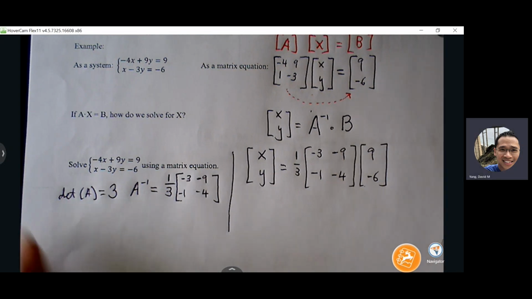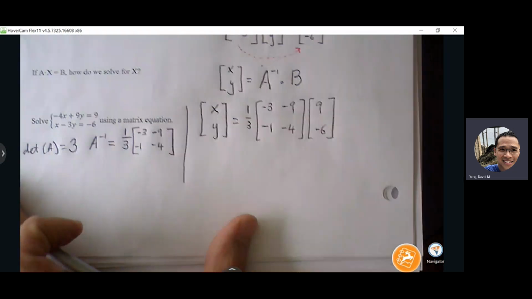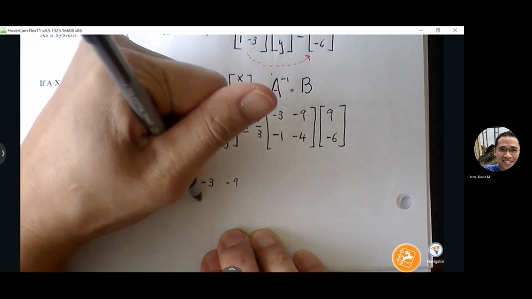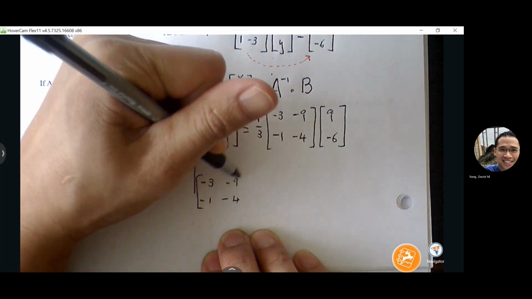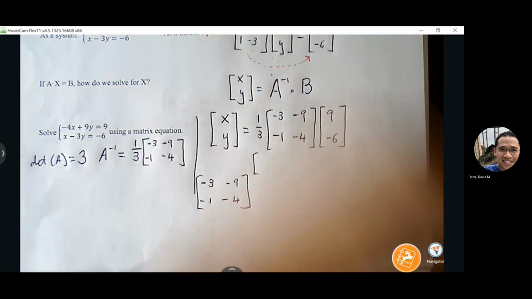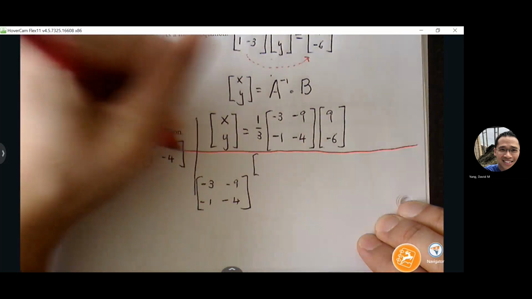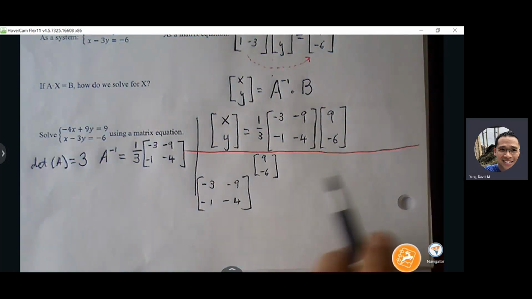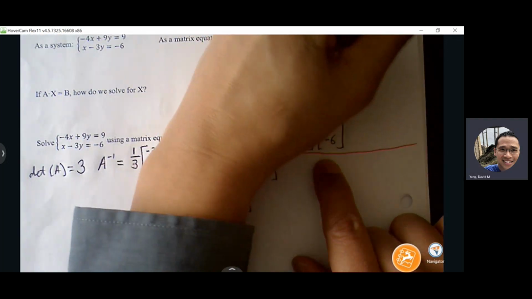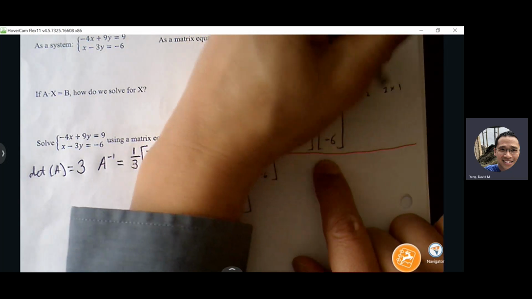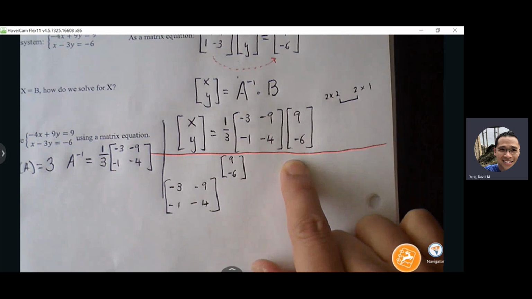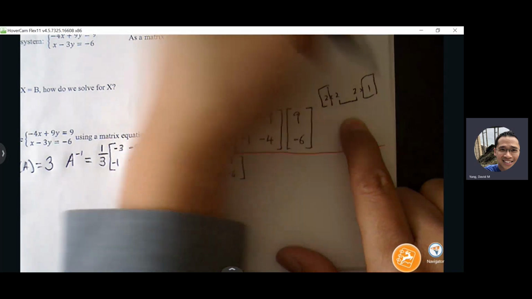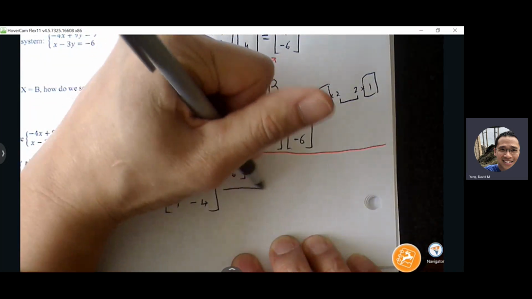All right, so let's just focus on multiplying the two matrices together. So we have a 2 by 2 and a 2 by 1 matrix. We know that those are compatible because the inside dimensions match. We know we're going to end up with a 2 by 1 matrix. So that's what we're targeting here, a 2 by 1 matrix.